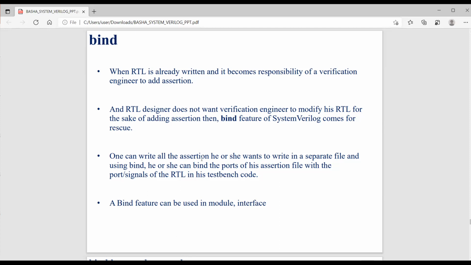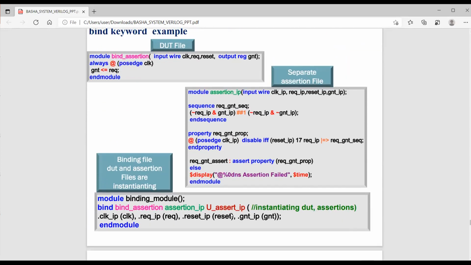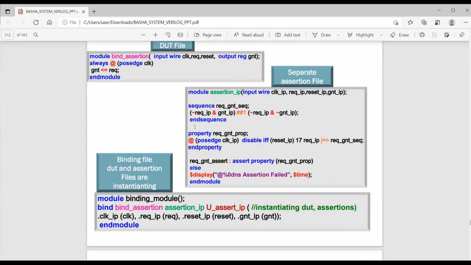So one can write all the assertions in a separate file, and using bind, connect the ports of the assertion file with the signals of the RTL in the test bench code. This bind feature can be used in a module or interface. So this is your separate assertion file. Module, your assertion name, and all the main RTL signals, inputs and outputs, you declare here, write everything, and end the module.